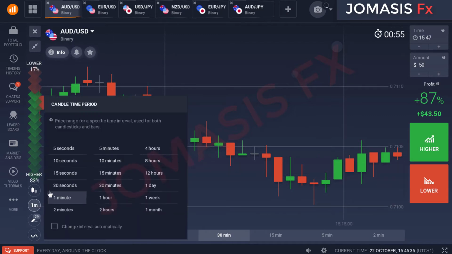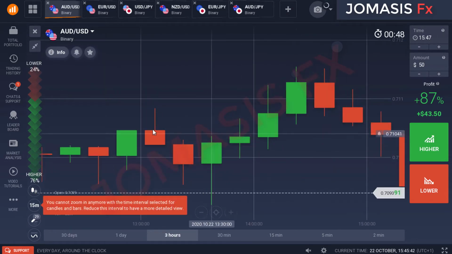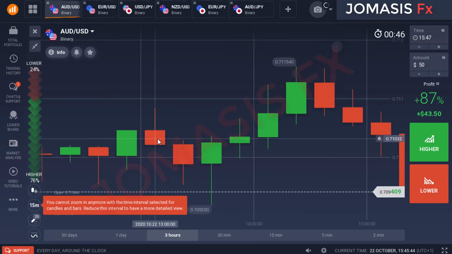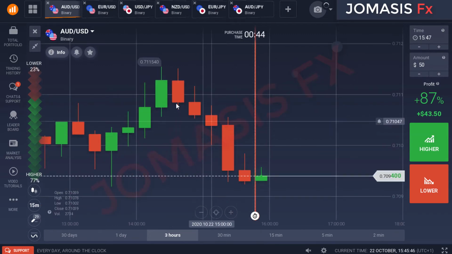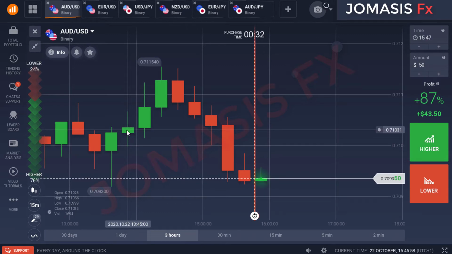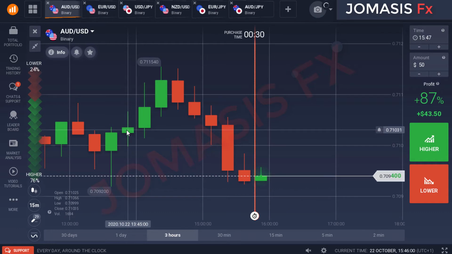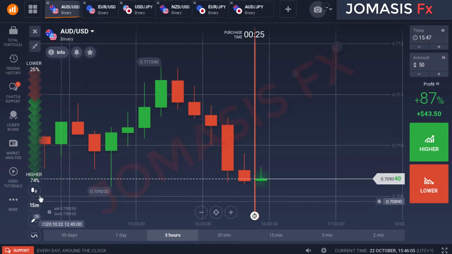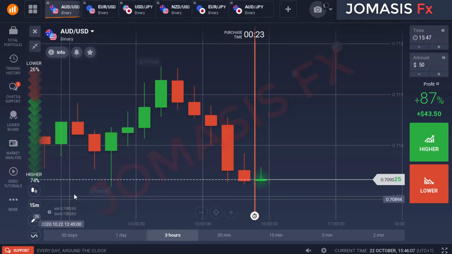Now if I change the chart time frame, the higher the time frame, the higher the volume. If I place my cursor here now, you look at the volume, that's 1,694. You get the point? Because this is a 15 minute chart and there were a lot of transactions there, traders placing trades. So that's volume. Now let me go back to 1 minute.